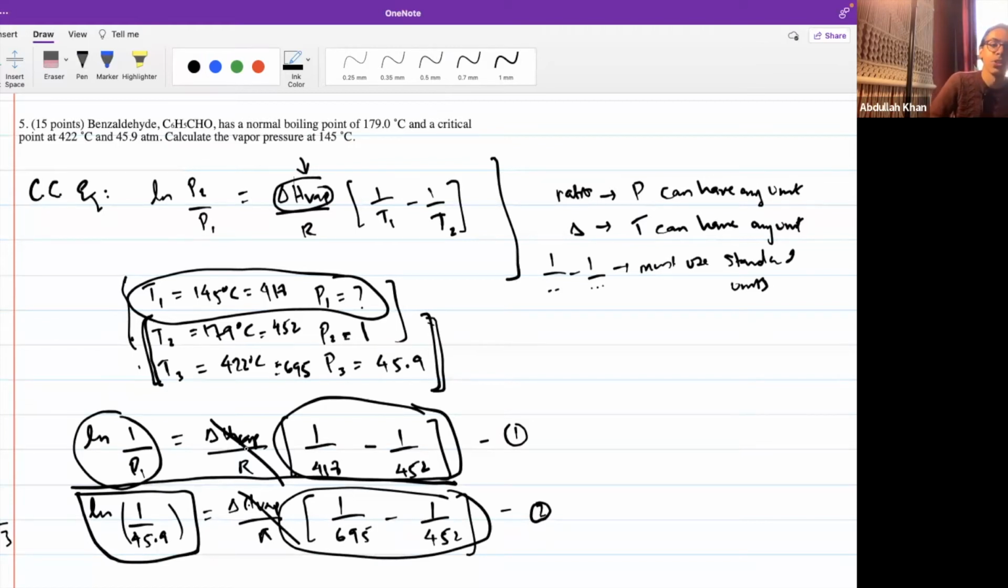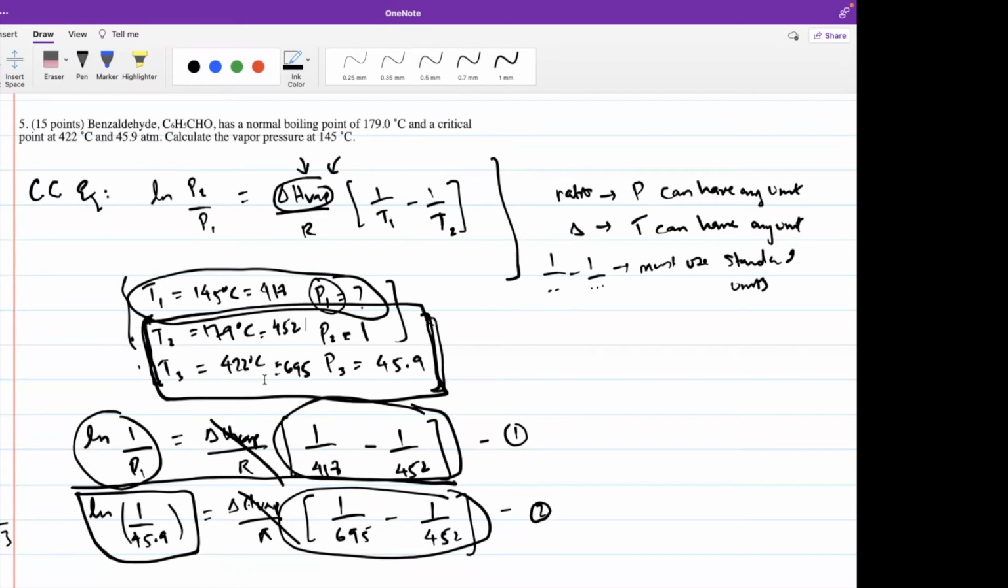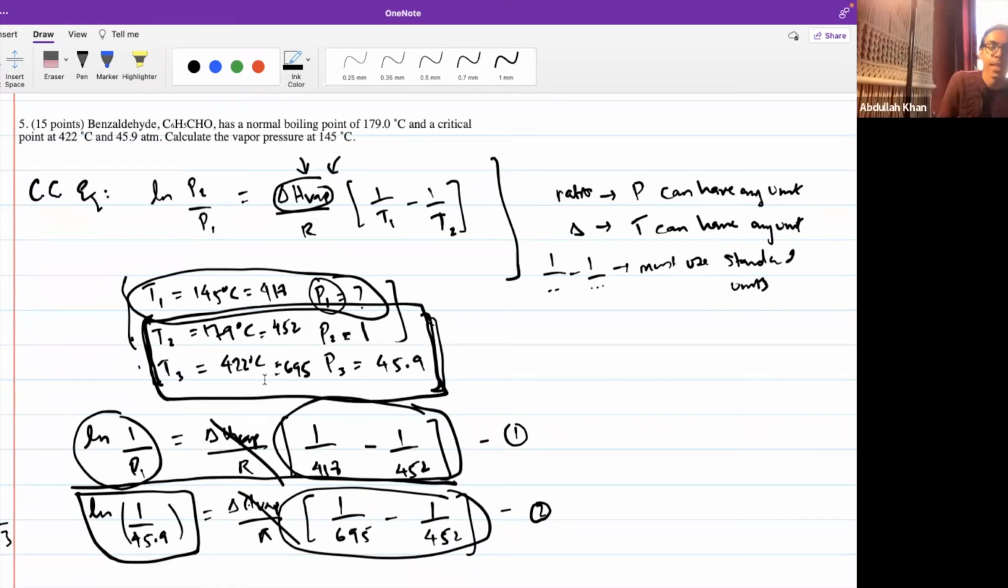So what you could do is take these two pressures and temperatures and use that to figure out your delta H vaporization. That would be one way. And then come back to solve for P1. Do you understand that part? Yeah, I understand how to do that. Yeah. But I'm saying that takes longer than if you just write two equations and you divide them instead.